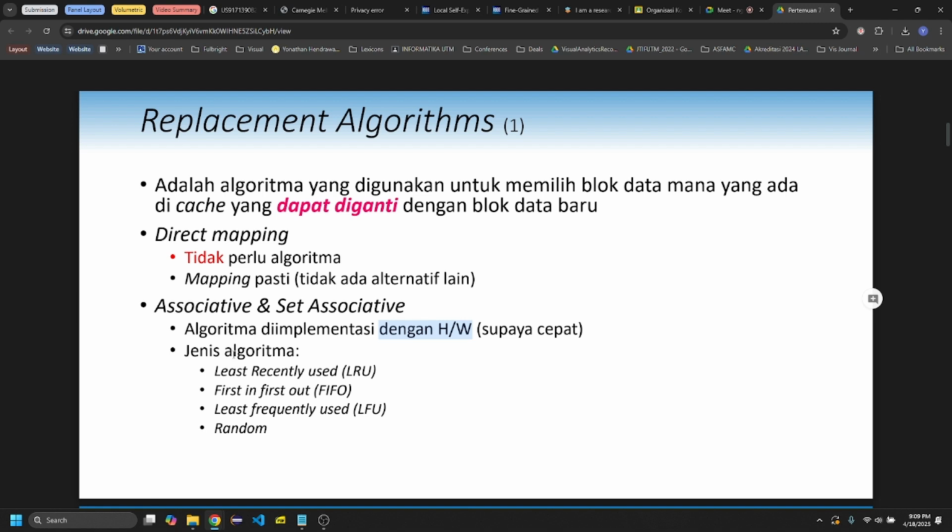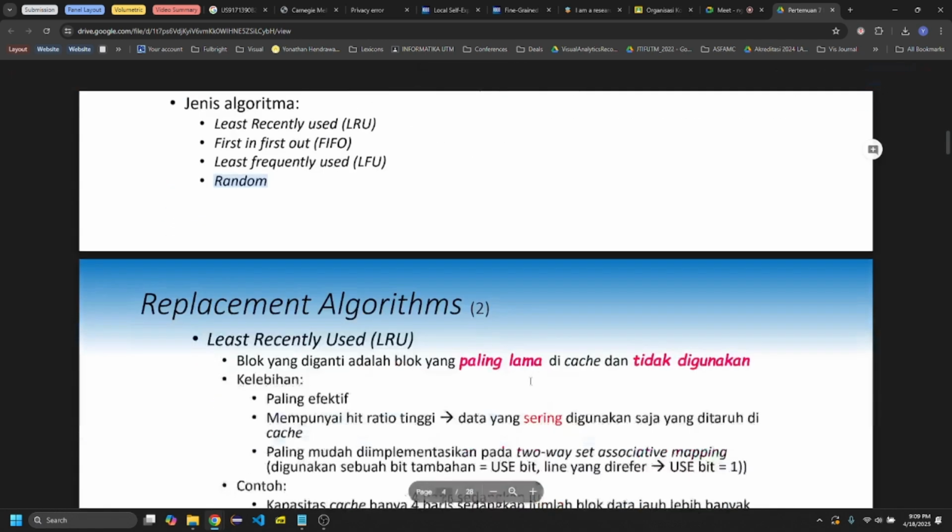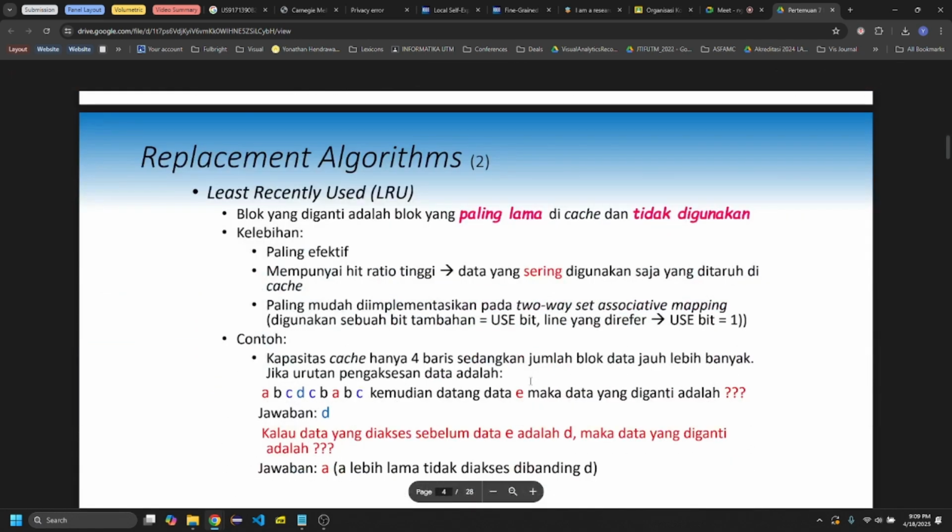So there are 4 algorithms here. First one is least recently used or LRU, yang paling terakhir digunakan. The second is first in first out, FIFO, artinya yang pertama kali masuk itulah yang pertama kali dikeluarkan. Yang ketiga adalah least frequently used, yang paling jarang digunakan, yang paling jarang diakses, itu yang akan diganti. Yang terakhir random. Okay.